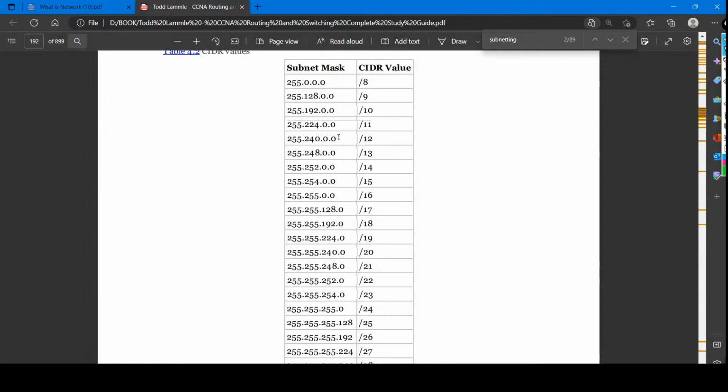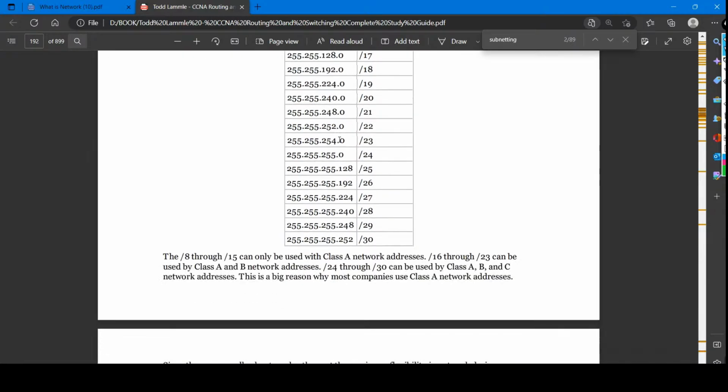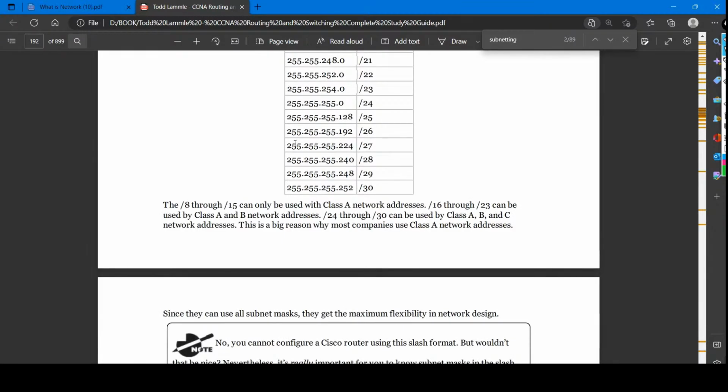Sir, will you share that book, sir? Yes, I will. Then only we can do that subnetting, sir. Yes.